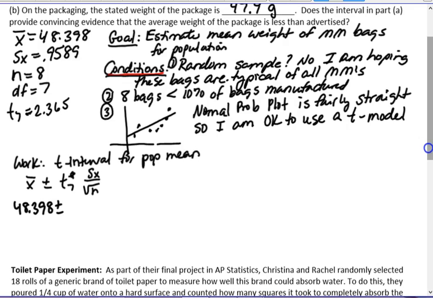So I will have 48.398 plus or minus 2.365 times the standard deviation, which is 0.9589 divided by the square root of 8. So there's my interval that I can compute now. So let me pause and take a minute to compute that, and then we'll also talk about ways to do this on the calculator in another way.